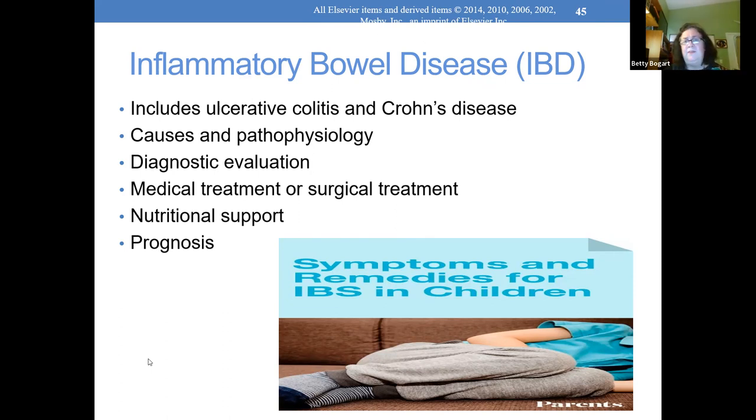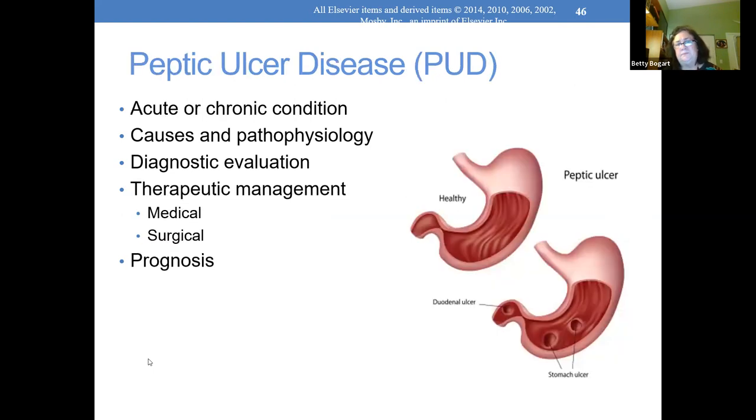If it becomes so ulcerative that it's almost perforating the bowel, they need to go in and do surgical treatment. They need to remove that segment of bowel to prevent that from happening. But nutrition and steroids are what these children need to help them.